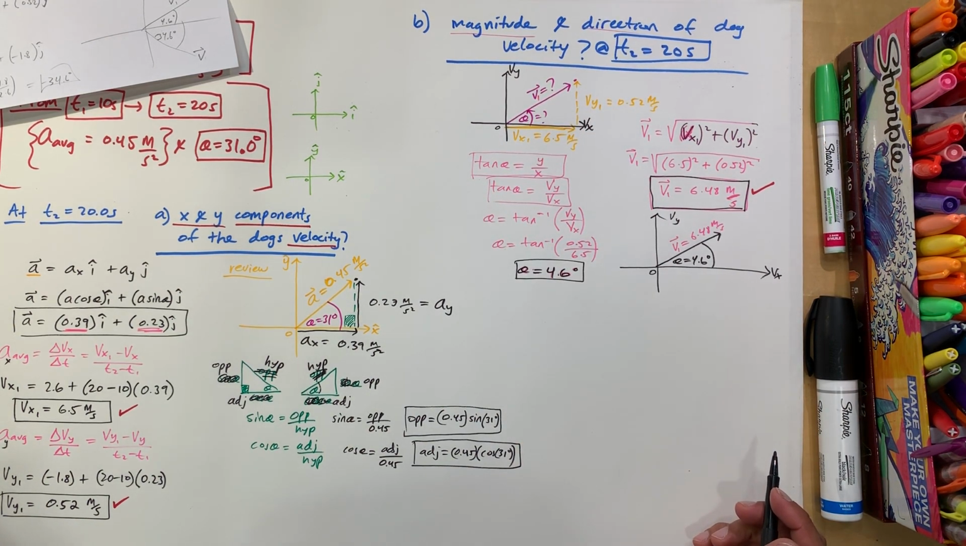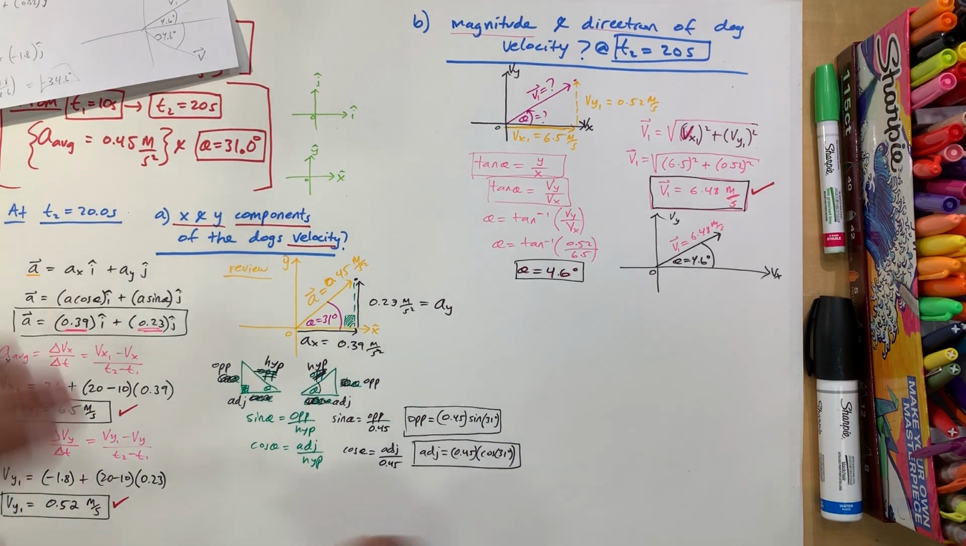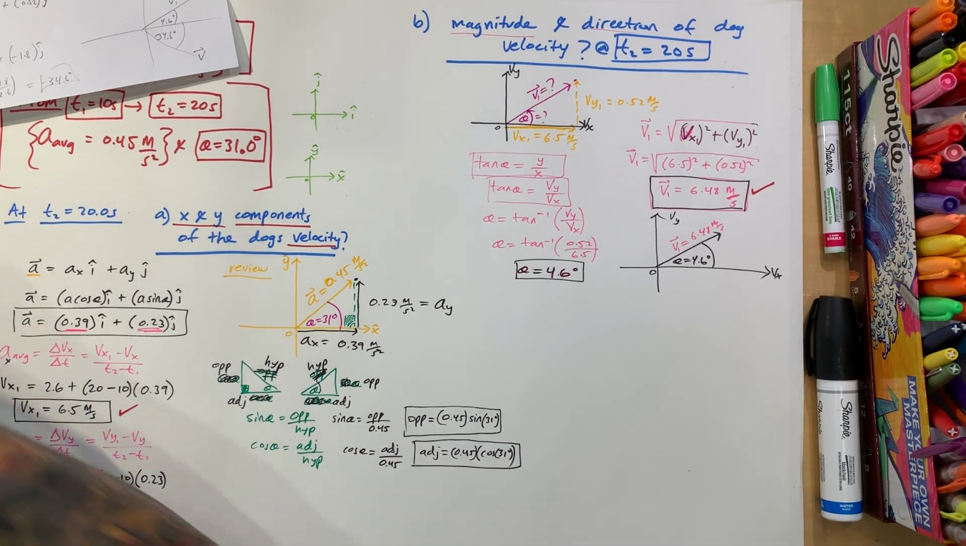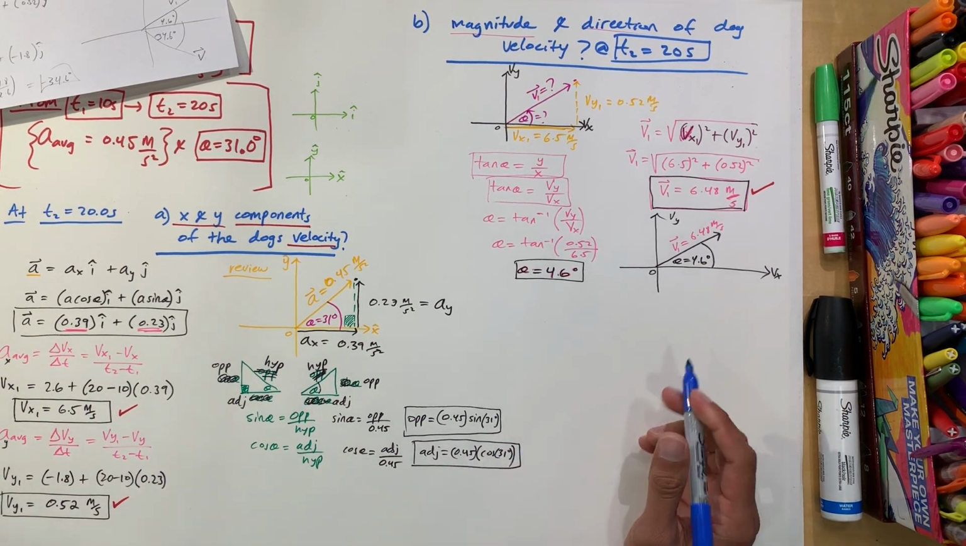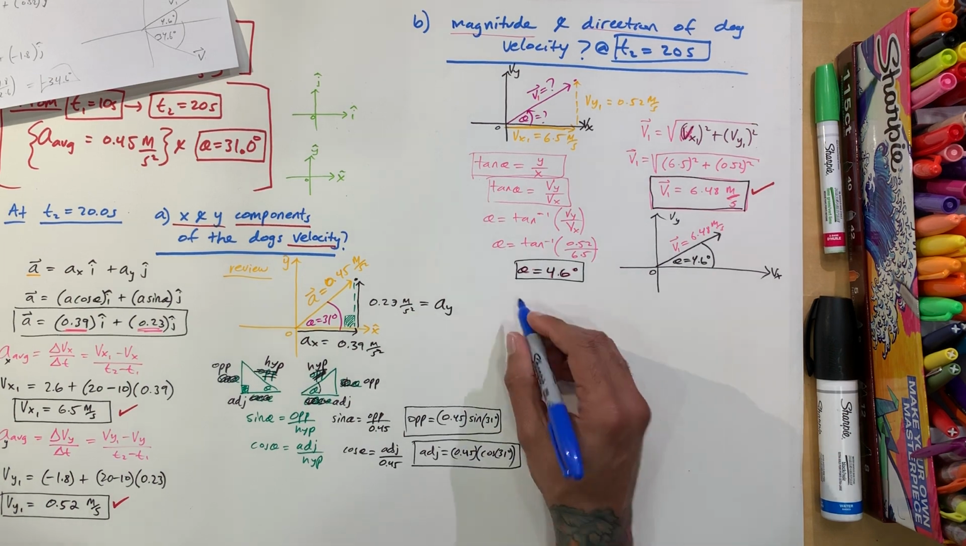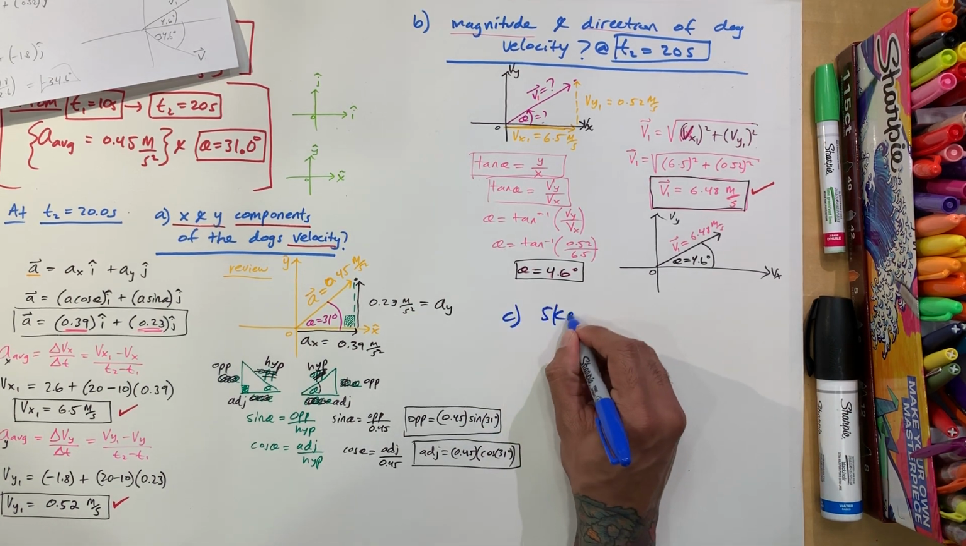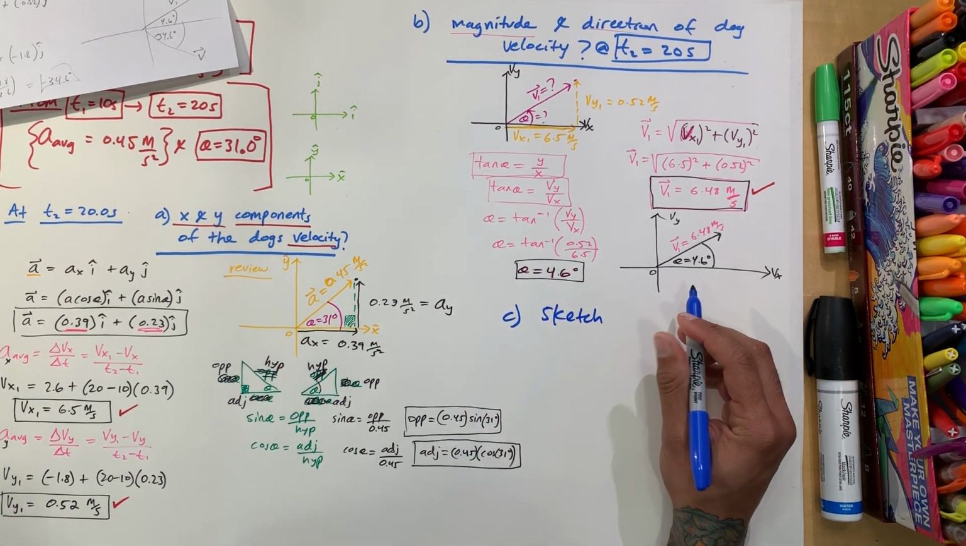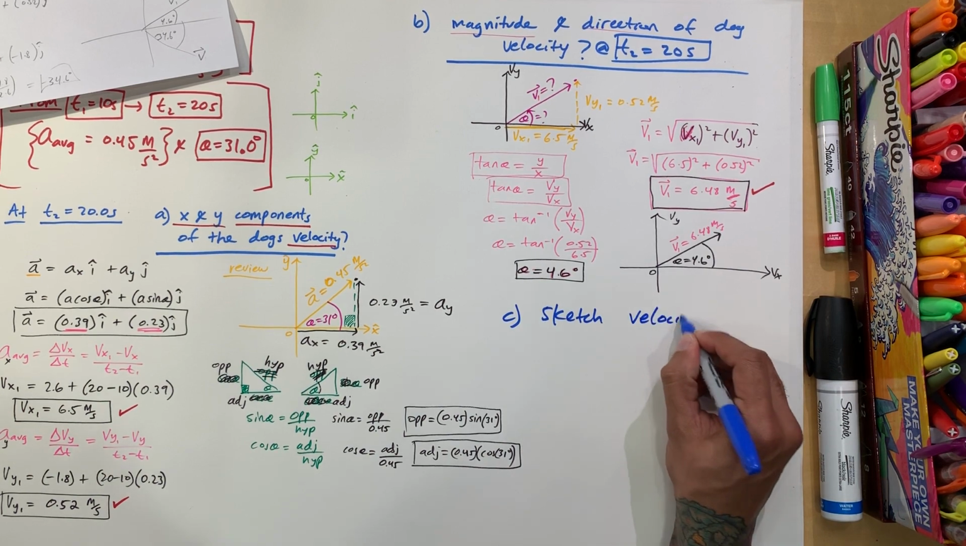All right, so the last question is, what does it say here? Okay, sketch the velocity vectors at T1 and T2. So it's asking us to sketch the velocity vectors.